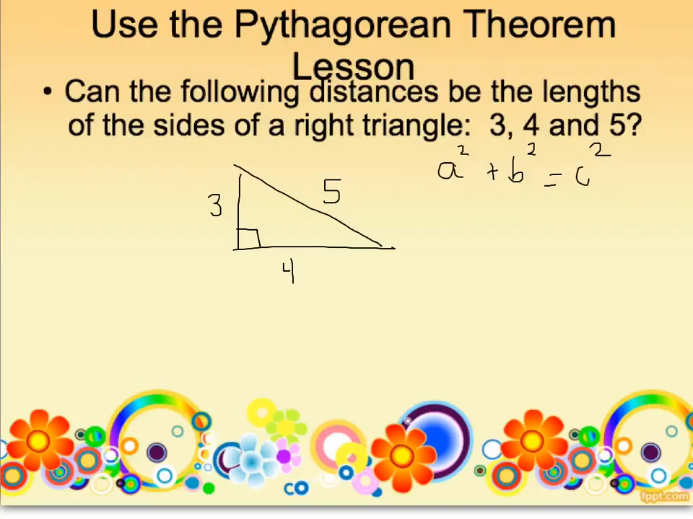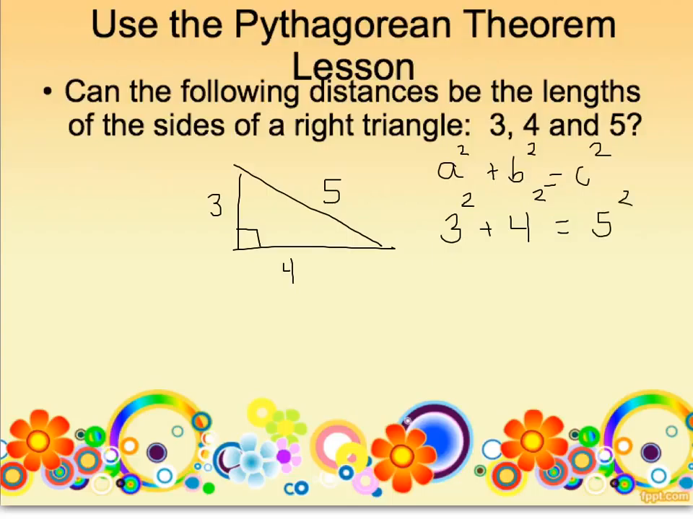C always has to be the hypotenuse of that right triangle. So A and B would be the lengths of what are called the legs. One leg is 3, so we'll take that leg and square it. The other leg is 4, so we'll take that leg and square it. And if they are truly the lengths of the sides of a right triangle, then when I take 3 squared plus 4 squared, they will equal the hypotenuse squared.